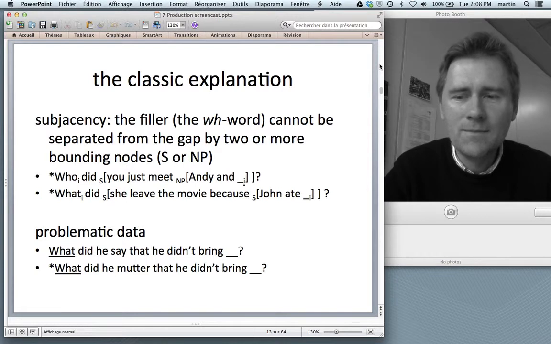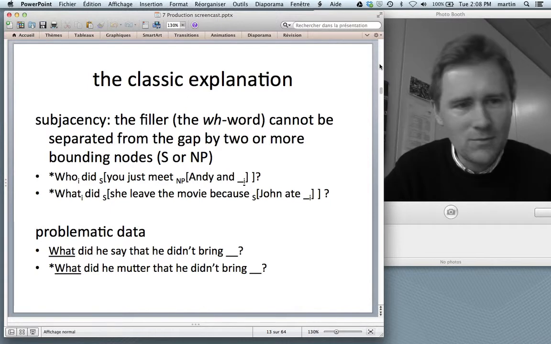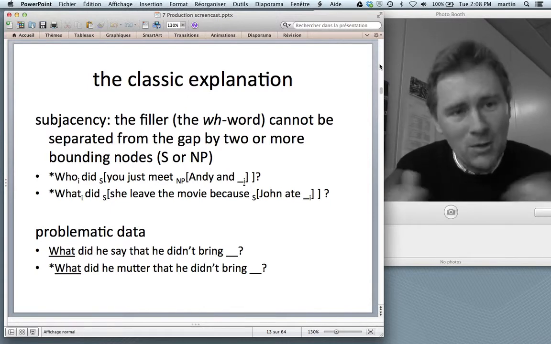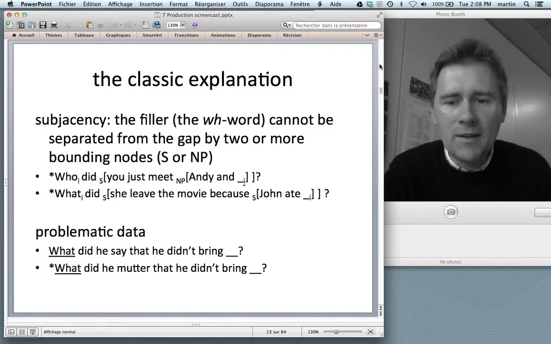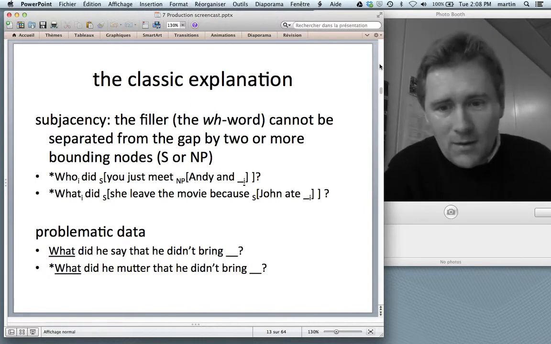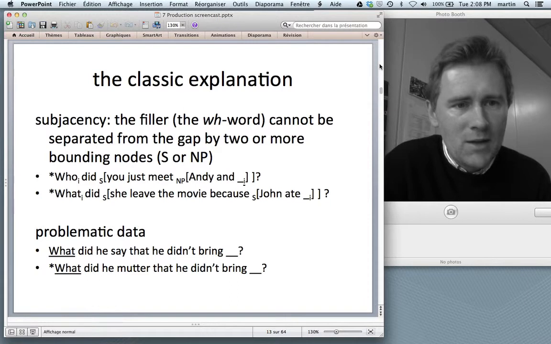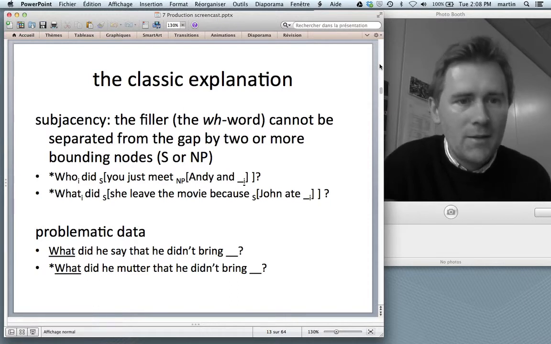Right, there are some problematic data associated with this account, and Ross actually pointed them out from day 1, so they've been known. I can say something like, what did he say that he didn't bring? That's fine. But notice that when I replace say with a manner of speaking verb like mutter, what did he mutter that he didn't bring, the sentence crashes.